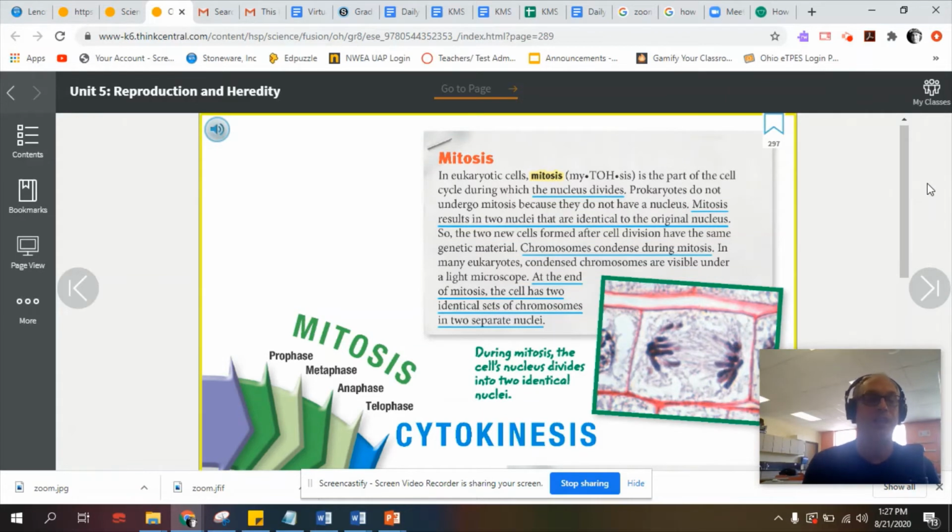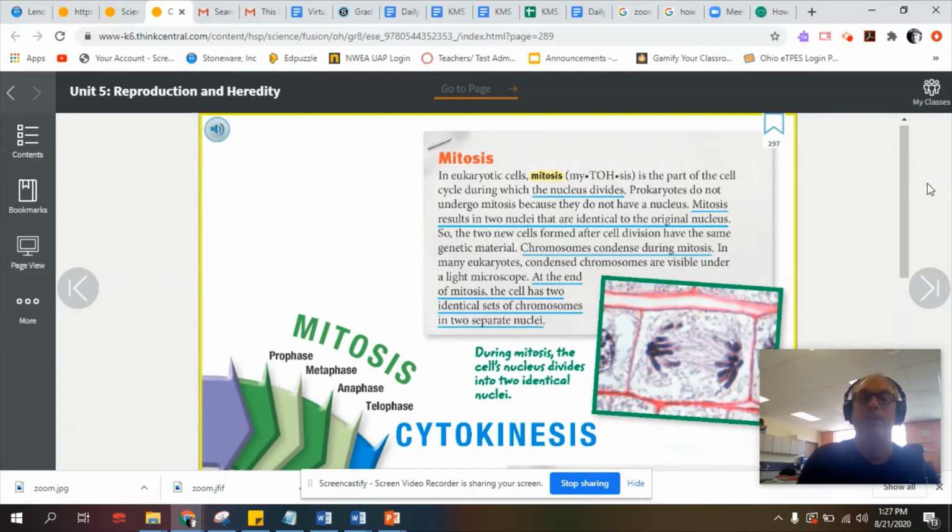Mitosis. This is the second part of cell division, or I should say the cell life cycle. In eukaryotic cells, mitosis is the part of the cell during which the nucleus divides. Prokaryotes do not undergo mitosis because they do not have a nucleus. Mitosis results in two nuclei that are identical to the original nucleus. So, the two new cells formed after cell division have the same genetic material.